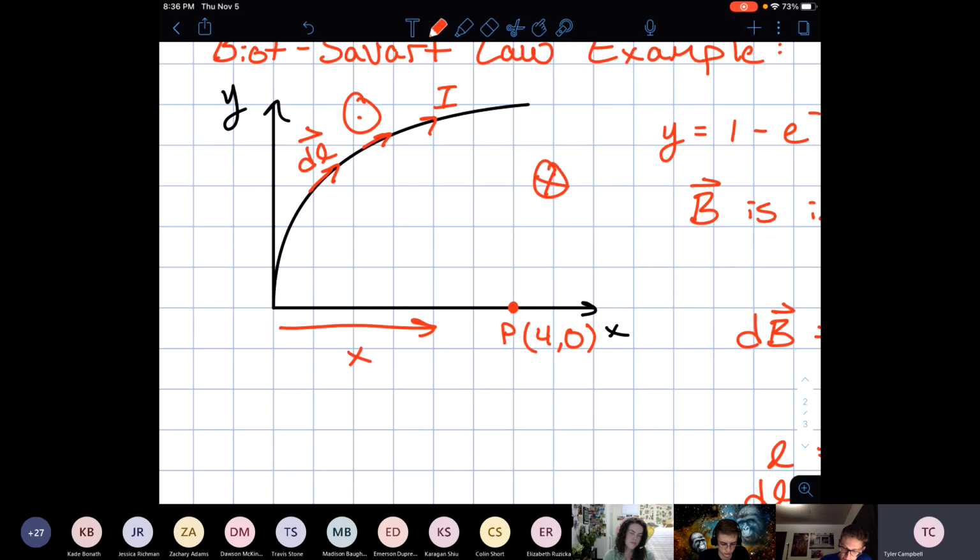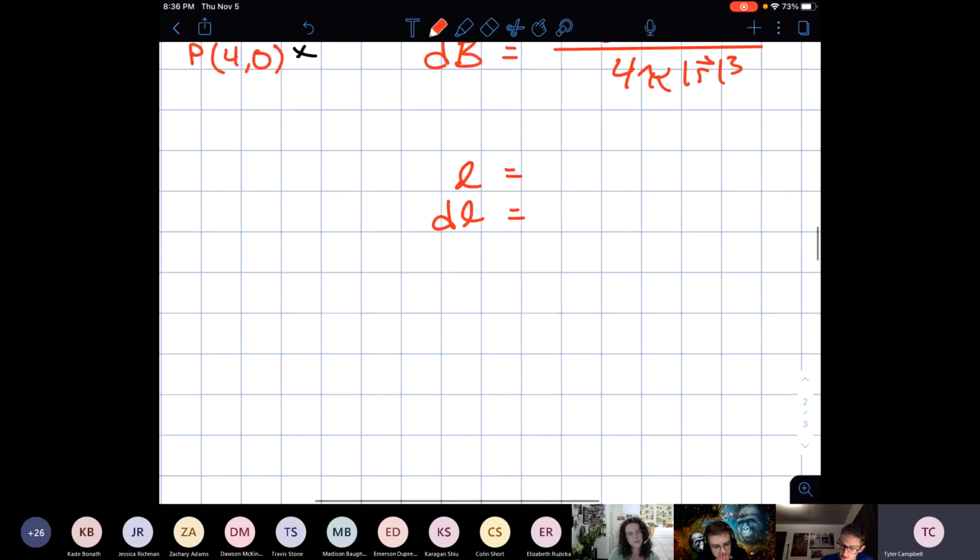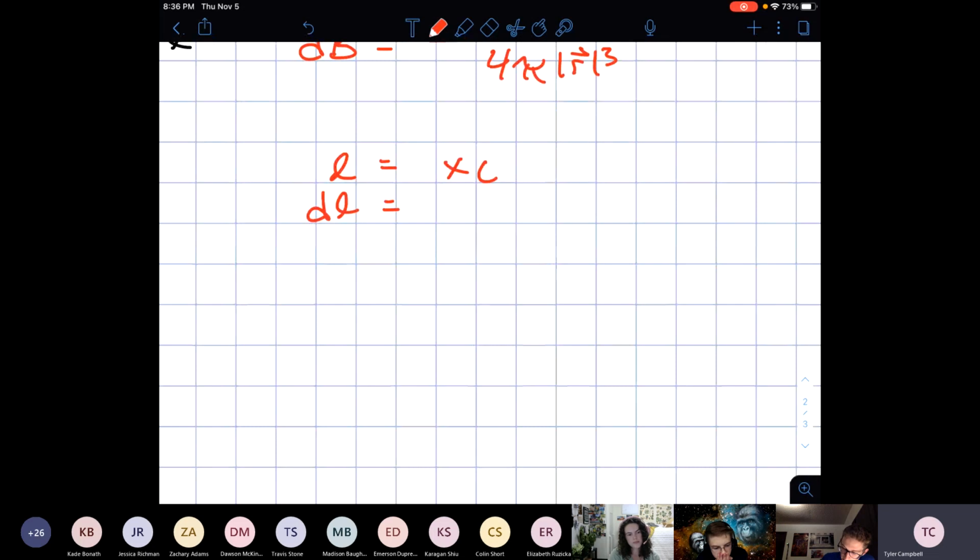And I'm moving along this function, any point along it. So this would be at distance x, and this would also be distance x. It just depends on where you're actually at along the length. Okay, so for the length I have x i hat.